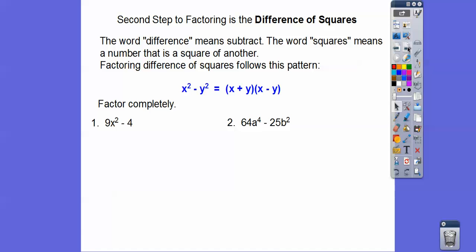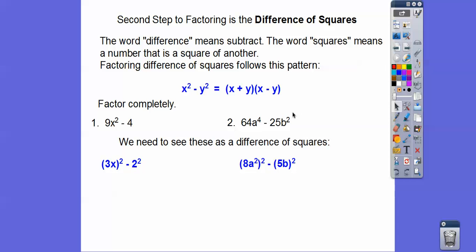So we need to see these as perfect squares. There's a nice minus sign, so it's a difference of perfect squares. This is 3x quantity squared, and 4 is 2 squared. This one's a little harder to see with the variables. A squared squared is a to the 4th, because we multiply those exponents. And then this is 5b squared.